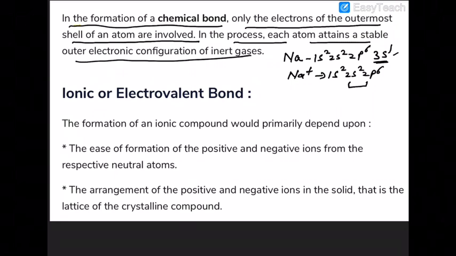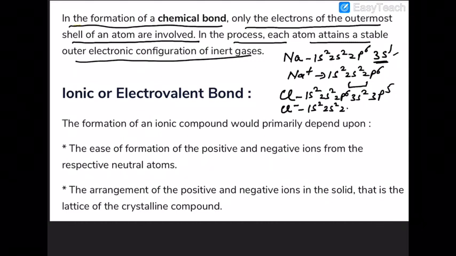Where would that electron go? It goes to chlorine. It has 1s2, 2s2, 2p6, 3s2, 3p5. So what happens in the case of the chloride ion? One electron is transferred from sodium to chlorine, so it becomes 3p6. So the chloride ion has the noble gas configuration, and Na plus has the noble gas configuration.